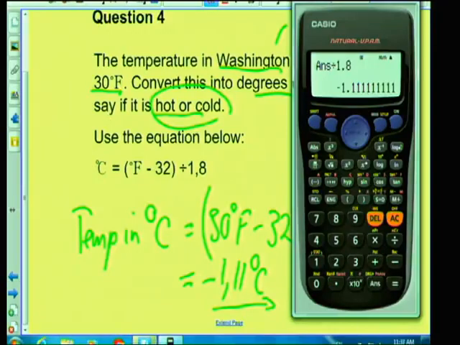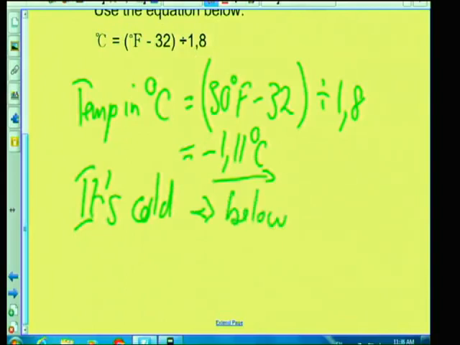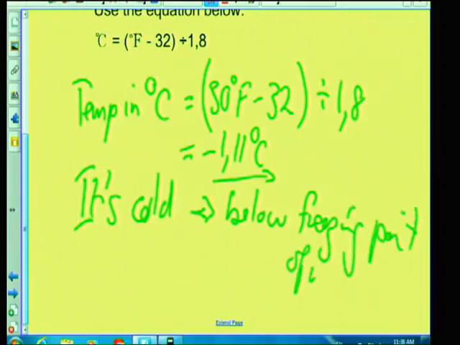No. Remember what it said. Say if it's hot or cold. It's very cold. It's below the freezing point of water. It's probably snowing.